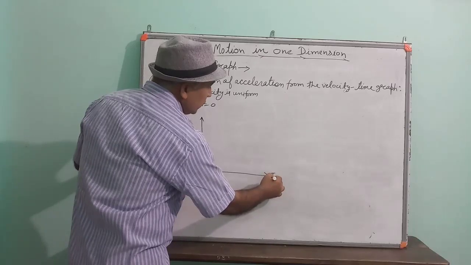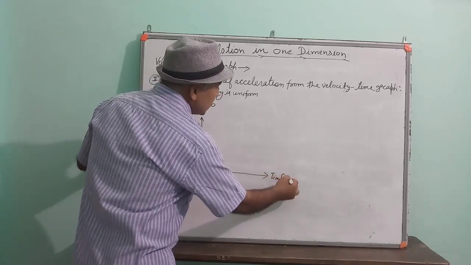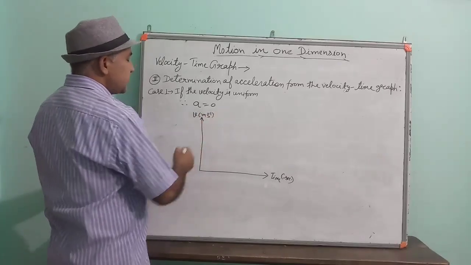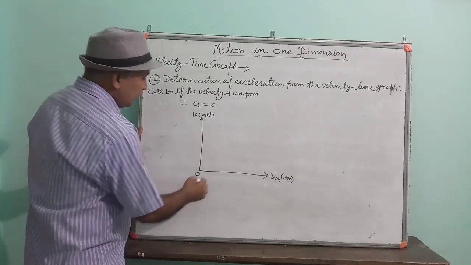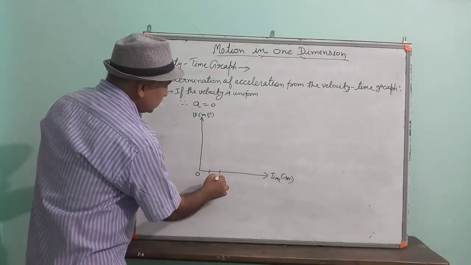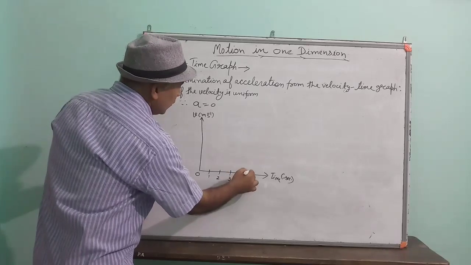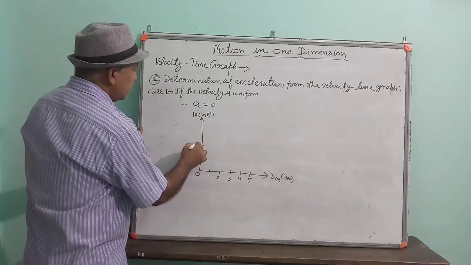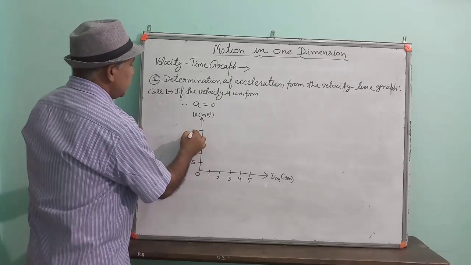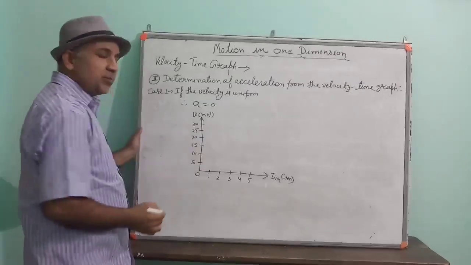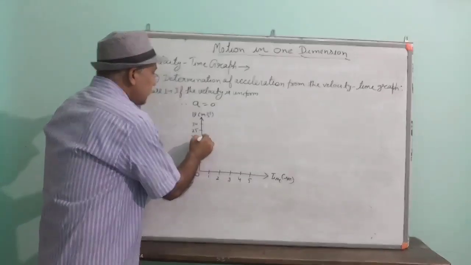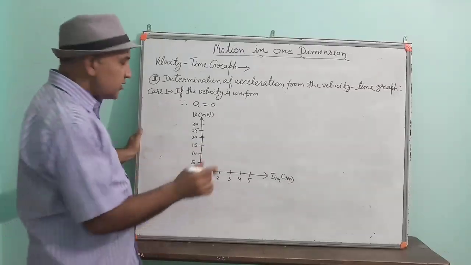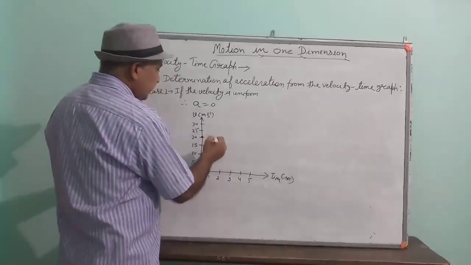The x-axis will denote time. Suppose we are taking time in seconds. The y-axis will denote velocity. Suppose it is meter per second. Now 1 second, 2 seconds, 3, 4 and 5. This is 5, 10, 15, 20, 25 and 30 meter per second. Suppose the object is moving with velocity 20 meter per second. Since velocity is not changing, after 1 second it will be the same.